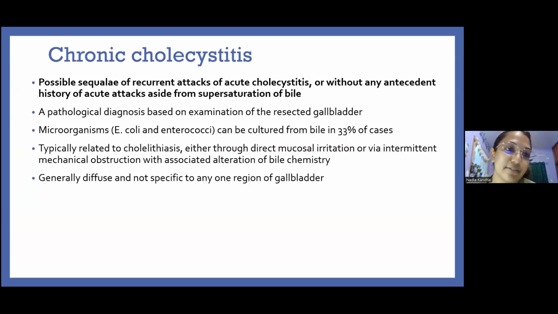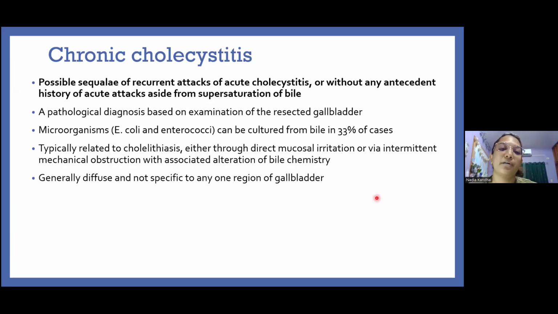Chronic cholecystitis is the possible sequela of recurrent attacks of acute cholecystitis, or can happen without any antecedent history of acute attacks, aside from the supersaturation of bile. It's a pathological diagnosis based on the examination of a resected gallbladder.